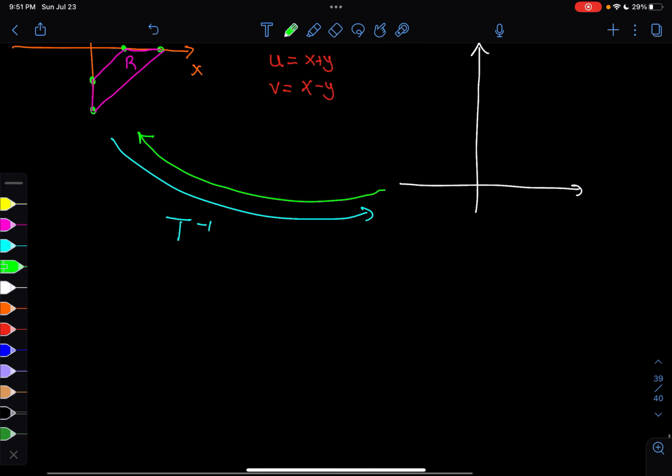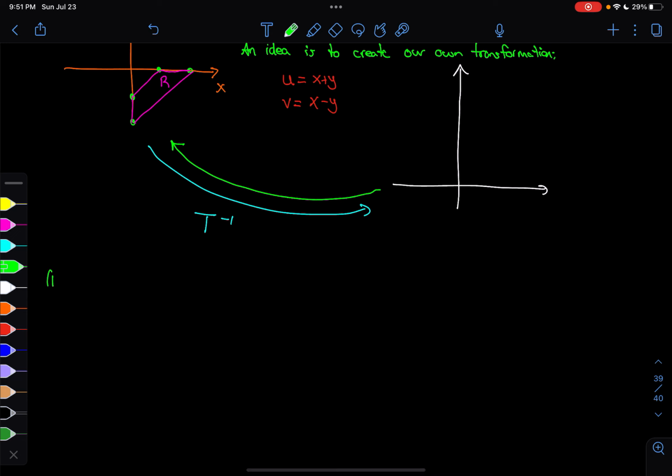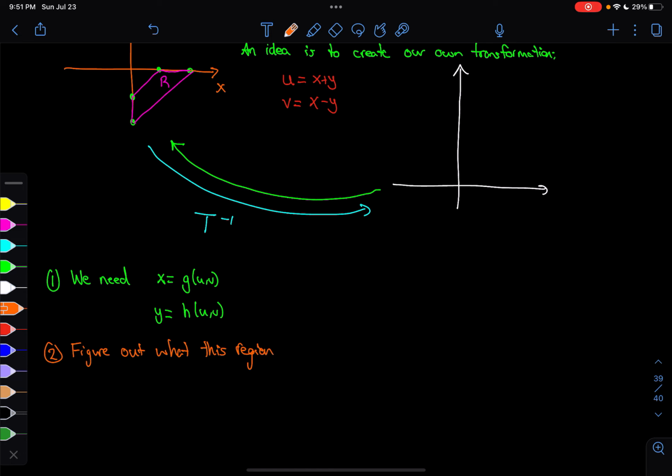So at this point, we got a couple things to think about, okay? So one thing to think about is we need some transformation, x is equal to g in terms of u and v. We need to put x and y in terms of u and v. That's like the first thing that we're going to need to do. The second thing we need to do is to figure out what this region looks like in my UV land. Okay, here's UV land.